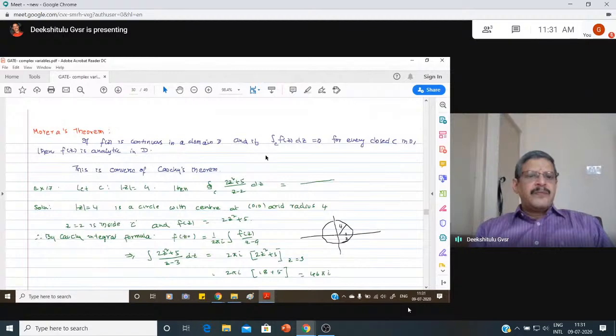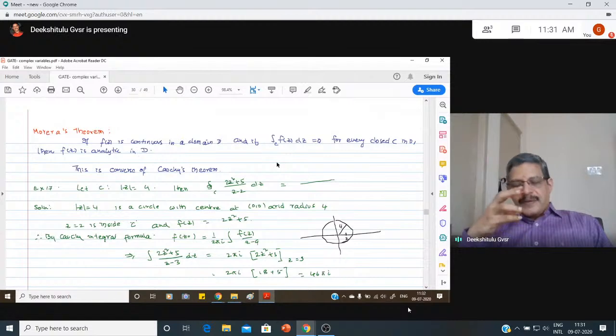And one more theorem we have, Morera's theorem. If f of z is continuous in a domain D, and if the integral over C of f of z dz is 0, then f must be analytic. It is the converse of Cauchy's theorem. What Cauchy's theorem says is, if f of z is analytic in a domain and C is any closed curve in it, then the integral over C of f of z dz becomes 0. Here it says, if f of z is continuous and the integral of f of z dz is 0, then f must be analytic. It is a converse of Cauchy's theorem.